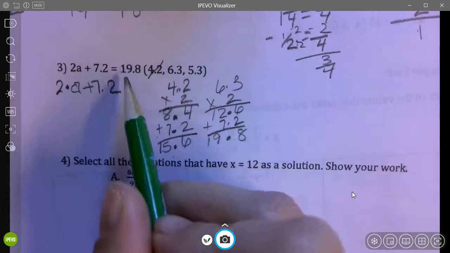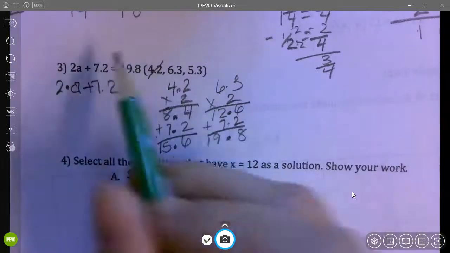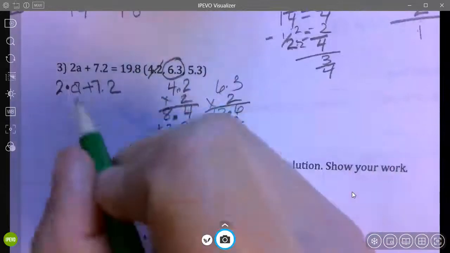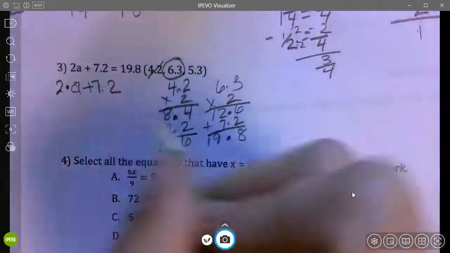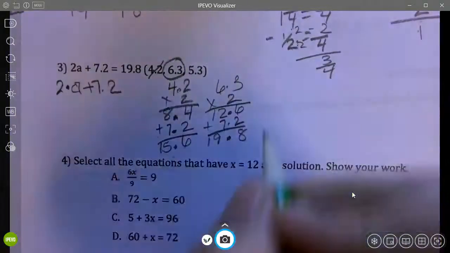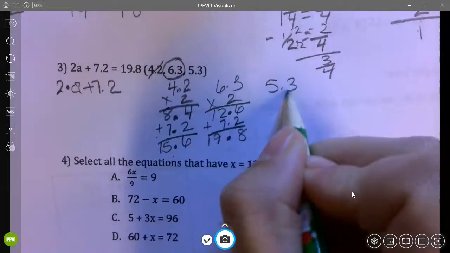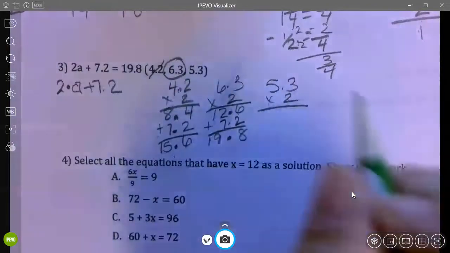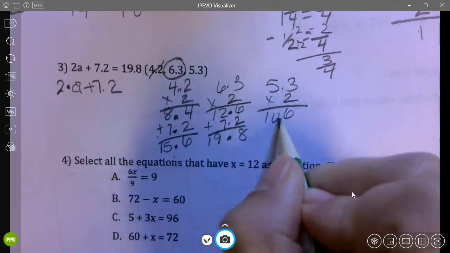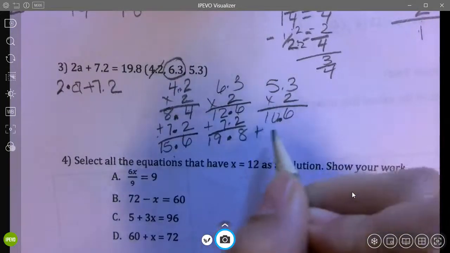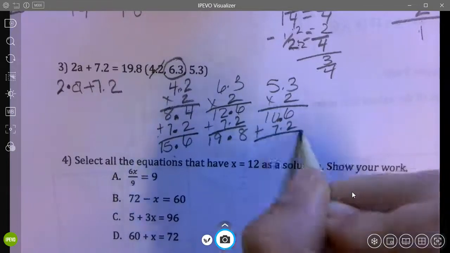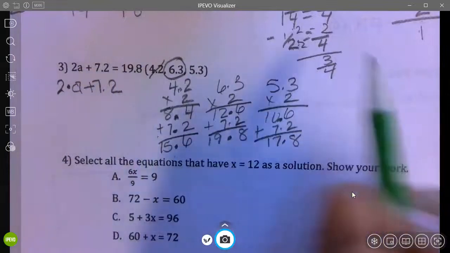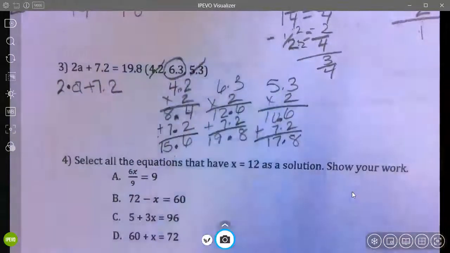And what am I looking for? I am looking for 19.8. So when I have the solution 6.3 in for A, then that is balanced. But make sure I don't do my math wrong. I'm going to substitute all of my choices in to make sure. Add my 7.2, and that is going to give me 17.8, and that is not what I'm looking for. So 6.3 is my solution.